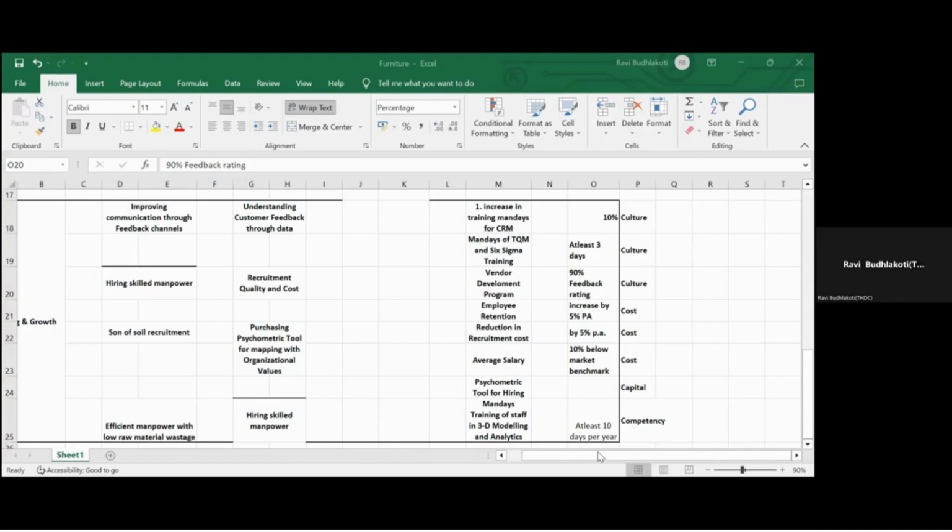Ma'am, the third is the vendor development programs. Carpenters are our vendors, and we have to satisfy them. That's our main priority. So we will be doing vendor development program training for our employees, and the competencies will be negotiation skills, vendor management, and all that. And this we will measure by feedback ratings.